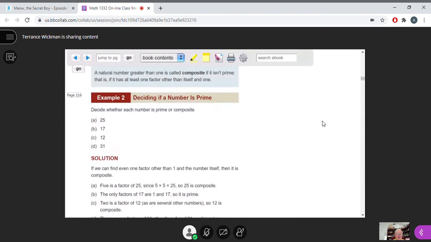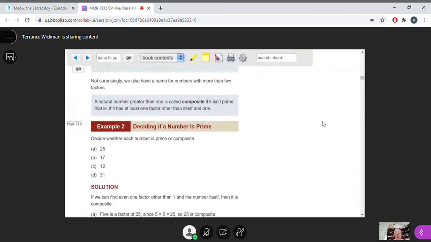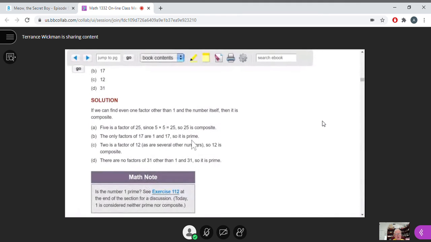Prime numbers. Well, you guys know what we've talked about. Prime numbers are numbers that, a natural number greater than 1 is called a composite if it isn't prime. Well, a composite would mean like we factored it. Can't factor it, it's prime. So we can't factor 17. We couldn't factor 2. We couldn't factor 3. And we can't factor 31. Those are prime numbers. You can always Google them if you don't know them.